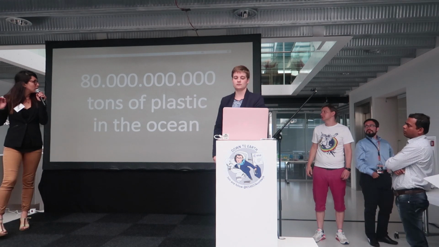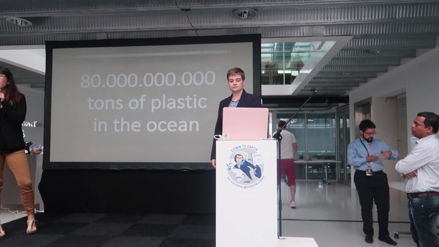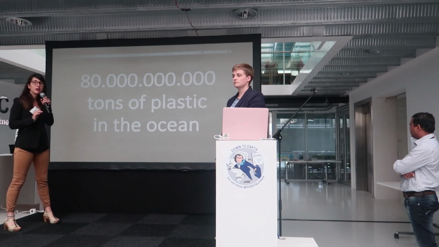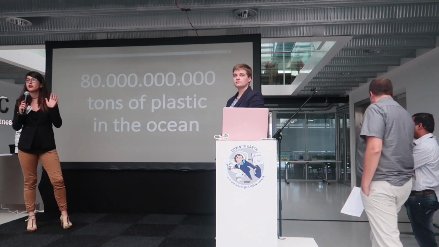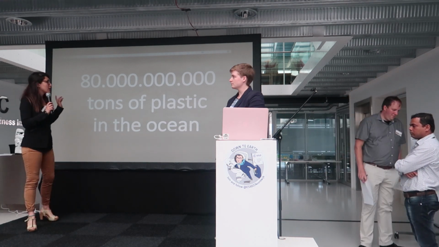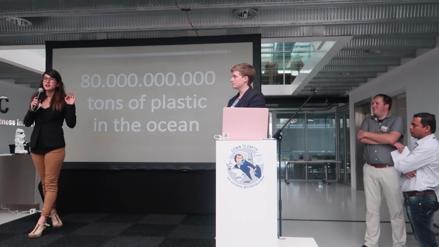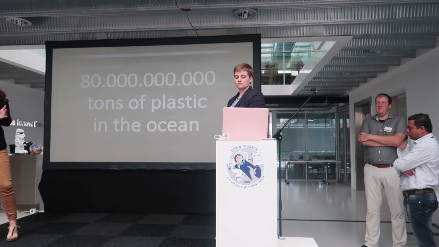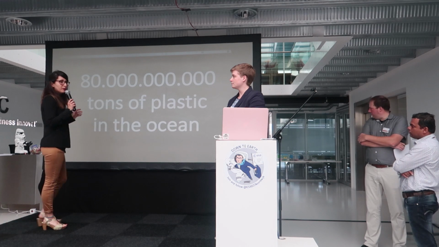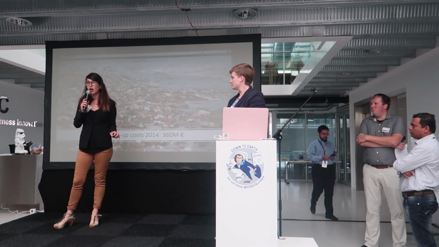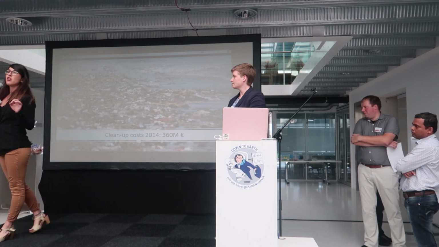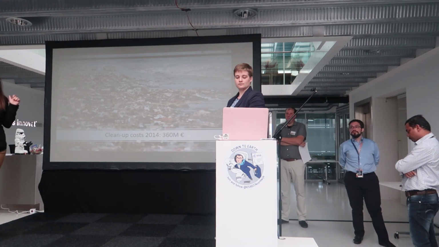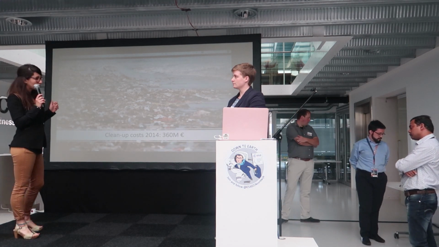80 billion tons of plastic are dumped in the ocean every year, globally. This plastic ends up on the coastlines or in the ocean gyres. The Mediterranean Sea is 7 times more polluted than the Pacific garbage patch that you might hear about. Also, in 2014 the European Commission spent 360 million euros to clean up the beaches and the marine ecosystems.